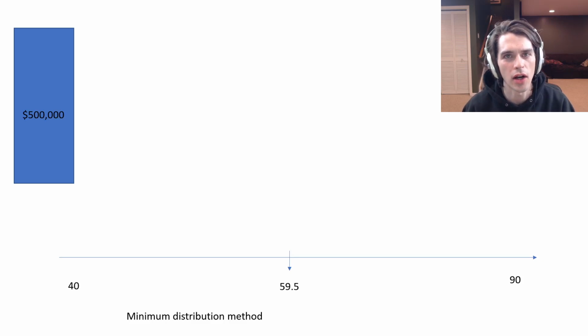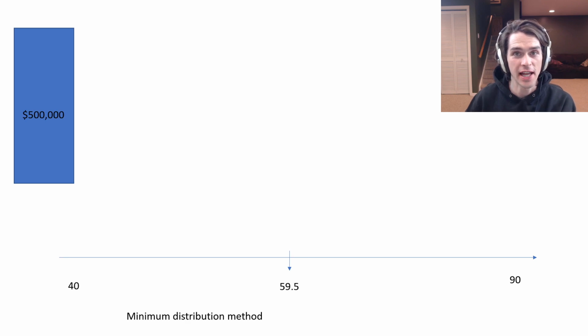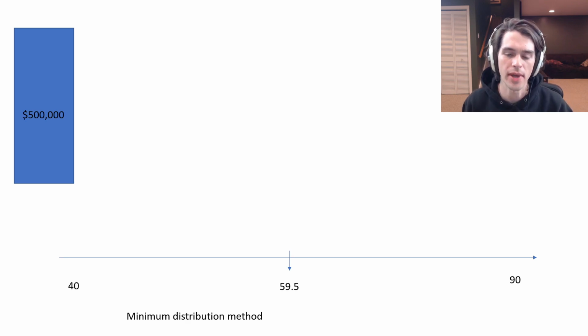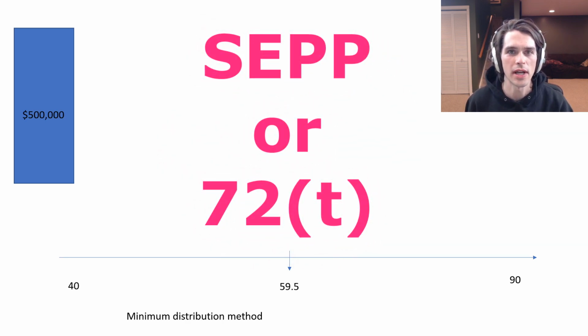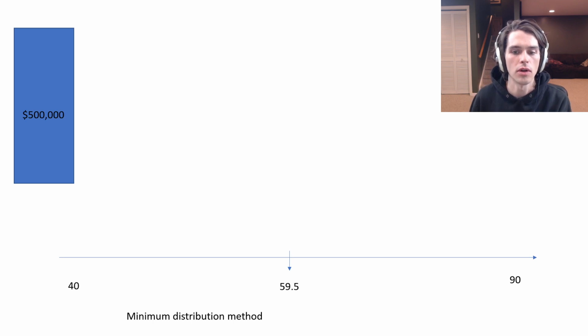Today I'm going to talk about a way to access your retirement account money before age 59 and a half and still avoid the early withdrawal penalty. I've already talked about one method called the Roth conversion ladder. Today I'm going to talk about substantially equal periodic payments, SEPP, or 72T withdrawals. 72T happens to be the part of the tax code which describes this exception to the penalty.